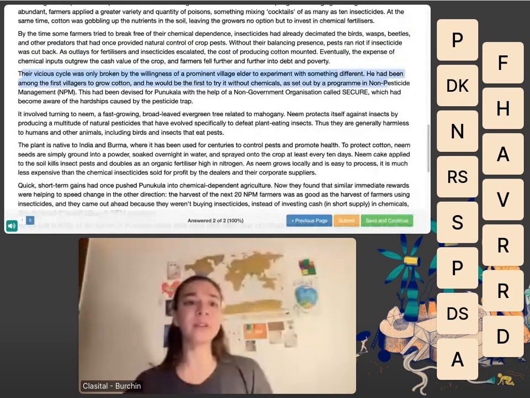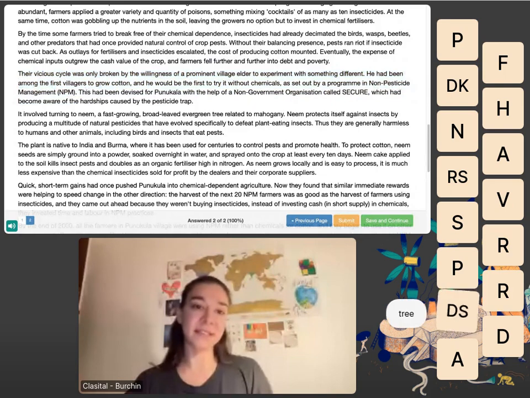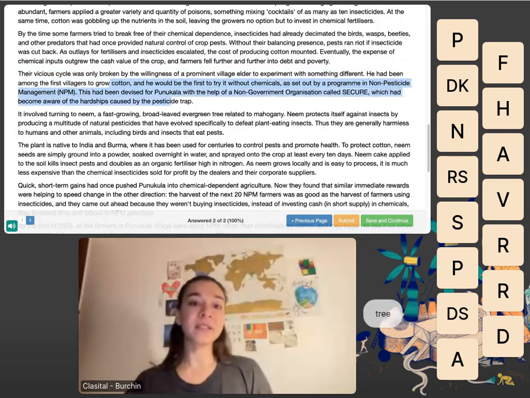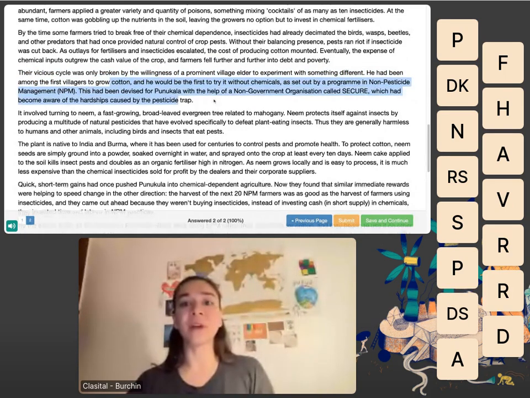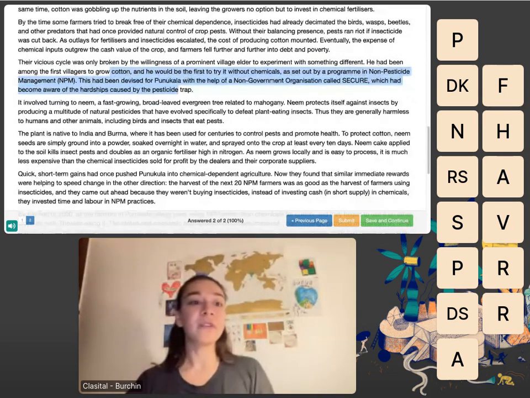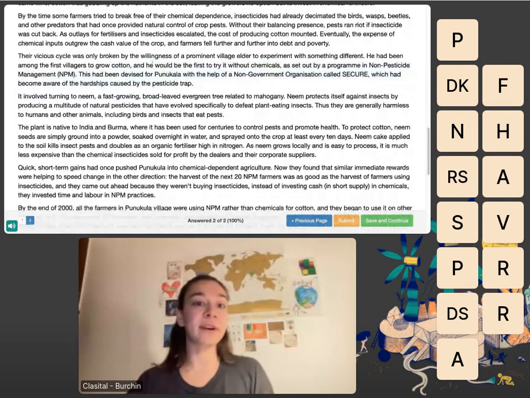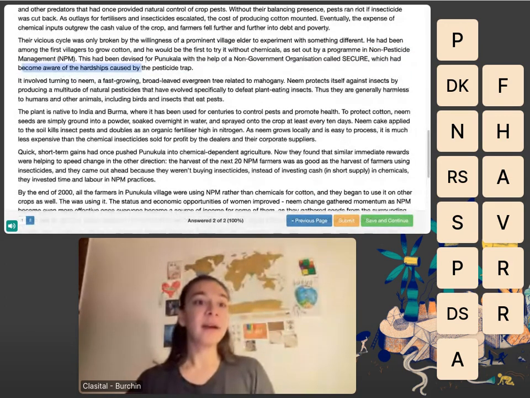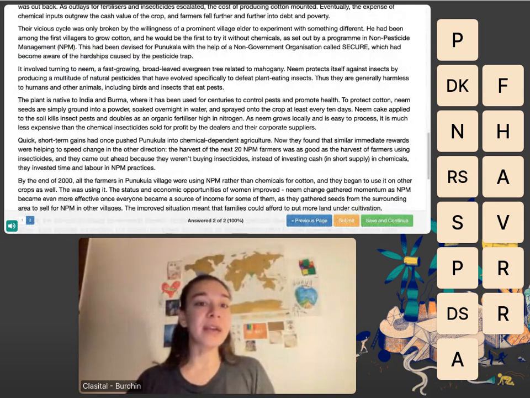He had been among the first villagers to grow cotton without chemicals, and set out a non-pesticide management. Yes, here. This had been devised for Punukala with the help of a non-government organization called Secure, which had become aware of the hardship caused by the pesticide trap. Nice. It involved turning to a neem, a fast-growing, broad-leaved evergreen tree related to mahogany.